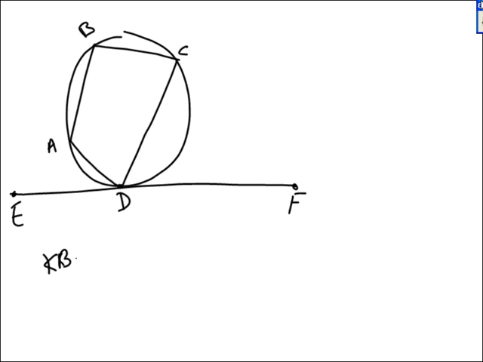Angle B, the big A, it's 115 degrees. AD, 60 degrees.